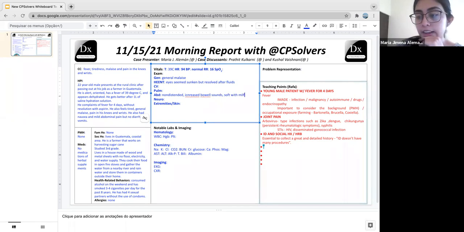Neurological, it was normal. And his skin, he seemed dehydrated. And he had multiple papules, which appeared to be pruriginous based on scratch marks. And we thought they were secondary to mosquito bites. He had no jaundice and adequate capillary refill.